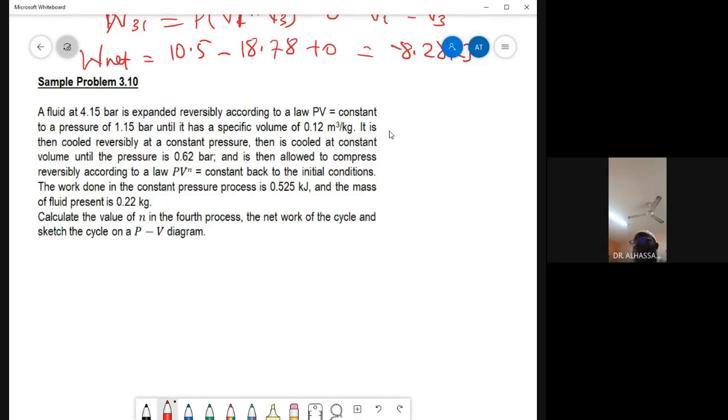So here we have question 3.10. A fluid at 4.15 bar is expanded reversibly according to the law PV equals a constant. Reversibly, according to the law PV equals a constant.